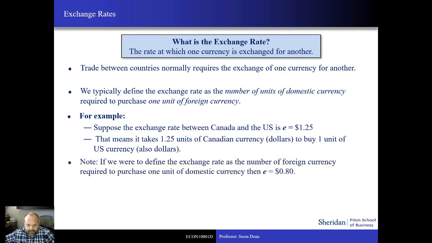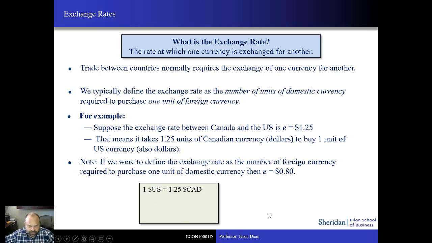So if we were to define the exchange rate as the number of foreign currency required to purchase 1 unit of domestic currency, then the exchange rate would be 0.80 based on this amount, 1.25. How do we get that? Well, we know from here that 1 US dollar is equivalent to 1.25 Canadian dollars. You can think of on a table, you would have 1 US dollar, and what's equivalent to that is a Canadian dollar, and you would have 25 cents also with it, okay?